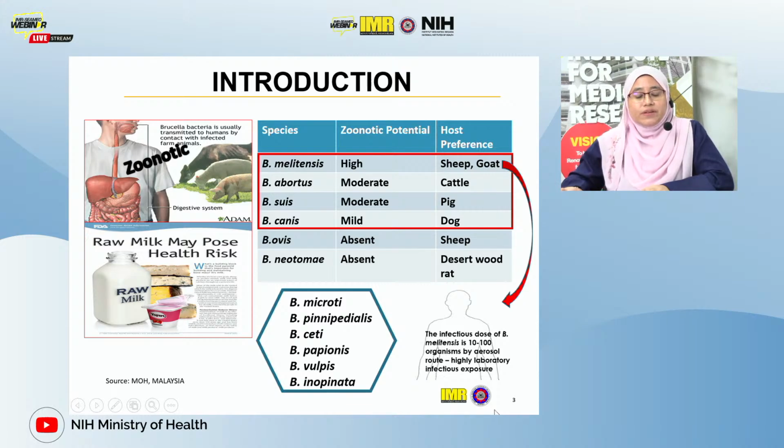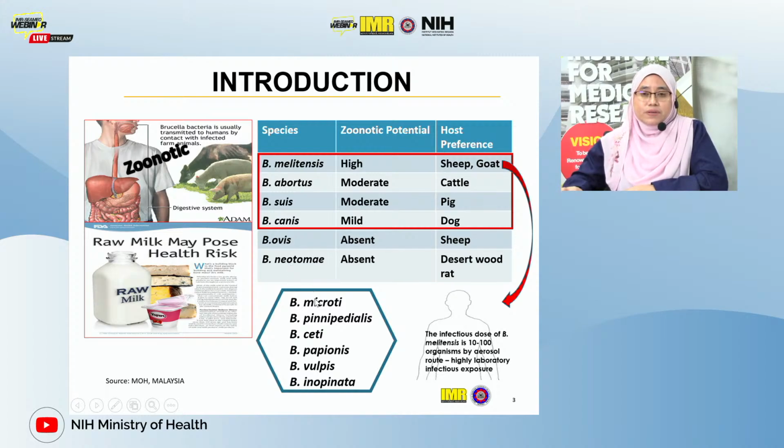Let's start with a brief introduction about the disease. The disease is known as Brucella disease or brucellosis. It is a zoonotic disease caused by bacteria of the Brucella species, which is usually transmitted by contact with infected farm animals or by consuming unpasteurized dairy products. There are 6 classical Brucella species: Brucella melitensis, Brucella abortus, Brucella suis, Brucella canis, Brucella ovis, and Brucella neotomae.